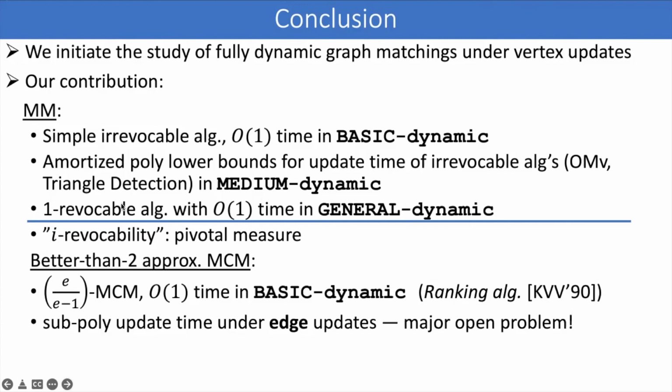In the standard setting of edge updates, getting even a subpolynomial update time is a major open problem. It would be interesting to see if we can get anything for a setting between the standard one of edge updates and the basic dynamic setting of vertex updates, such as the medium dynamic setting where both sides can change dynamically.